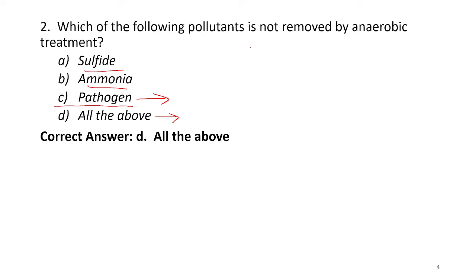But largely, since the sulfide and ammonia are in the reduced state, they will tend to remain in the reduced state itself, and the removal will be very less. So option D, all the above, is the correct answer. For ammonia removal and sulfide removal, we do not opt for anaerobic treatment. Hence the answer is option D, all the above. So any doubt, anyone?